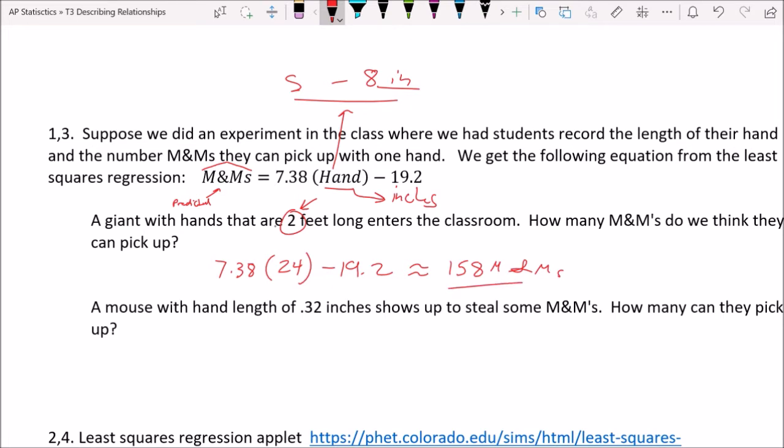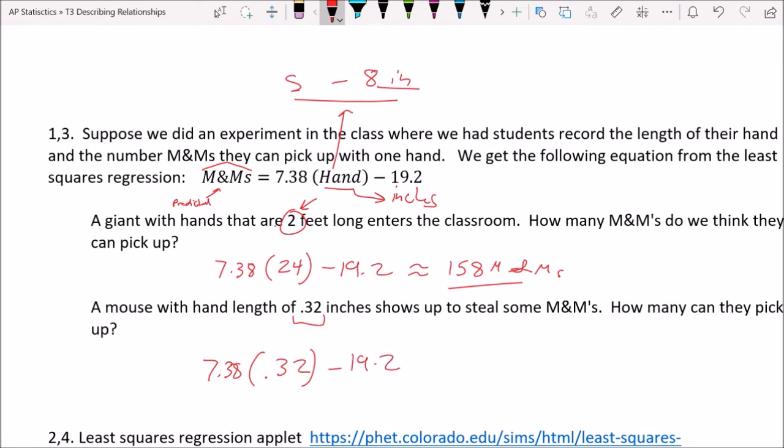Let me show you an example that's even more obvious. Let's say we find a mouse inside the classroom. We say, let's see how many M&Ms a mouse can pick up. We grab the mouse, we measure your little paw there, little mousey, and little mousey has paws of 0.32 inches. So we plug that into our equation: 7.38 times 0.32 minus 19.2.